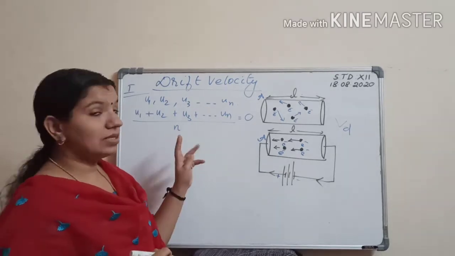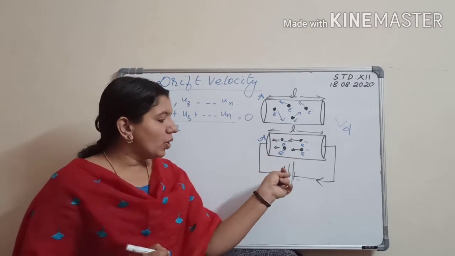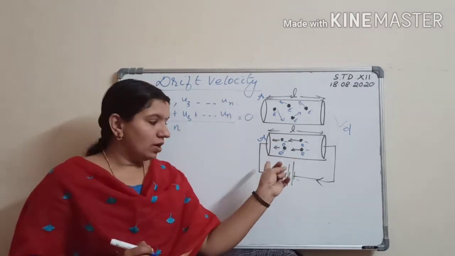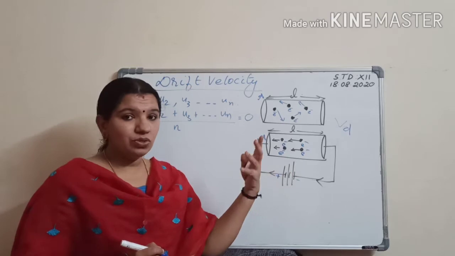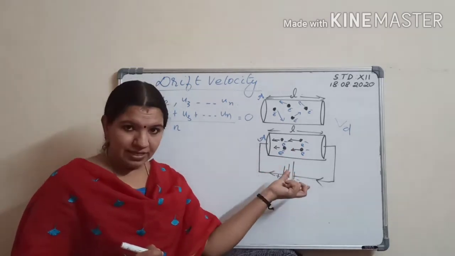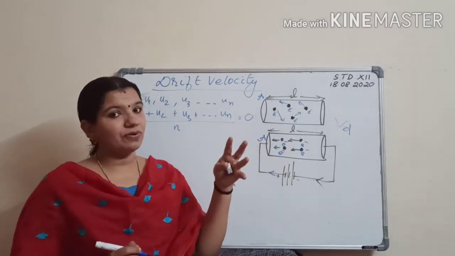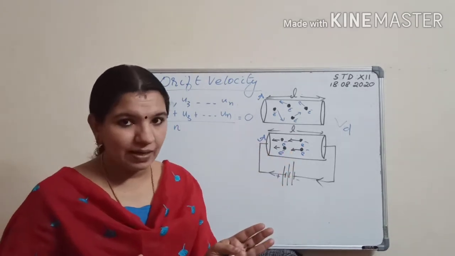Clear? This is clear, no? Now for the second case. For the second case, you are applying a potential. While you apply a potential, that means you are providing a field, isn't it? When an external electric field is provided, it is actually exerting a force on the electron, and because of the force, it is drifting to one side, isn't it?